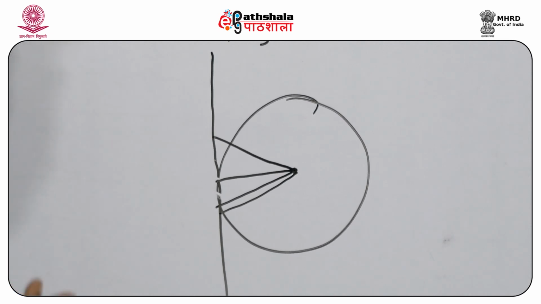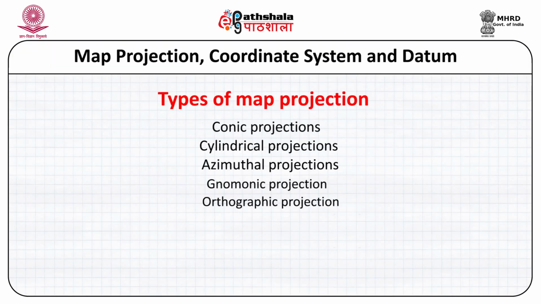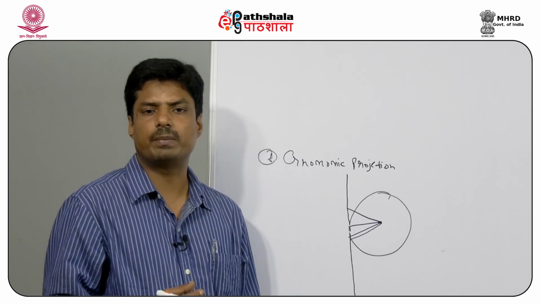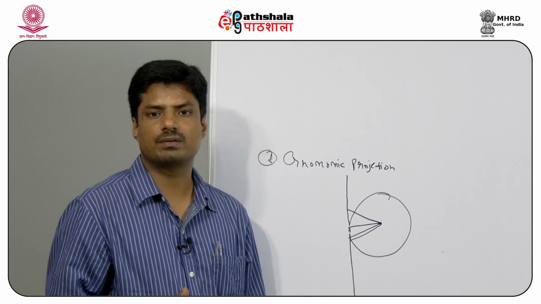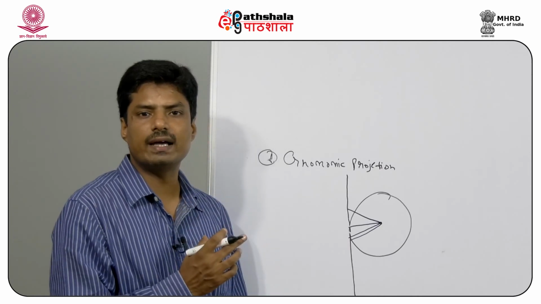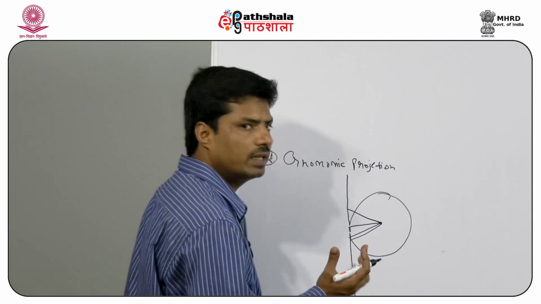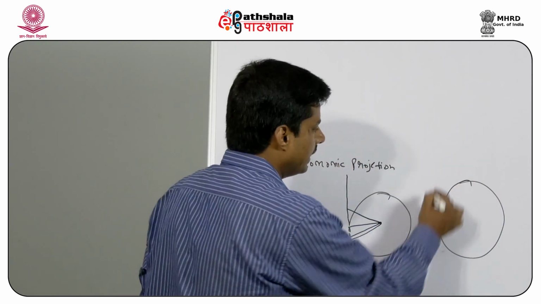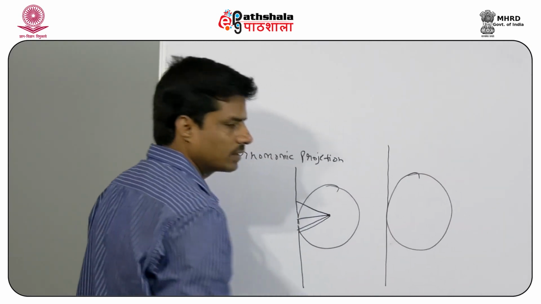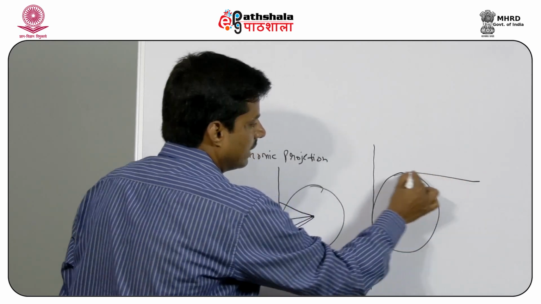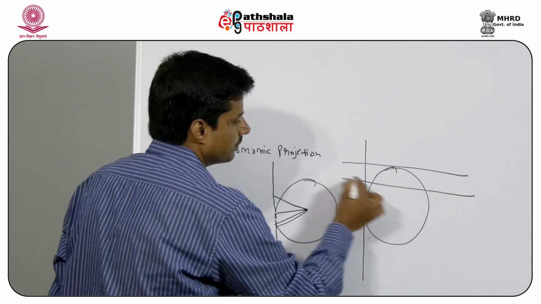The second important projection is orthographic projection. In orthographic projection, light comes onto a plane paper from infinity and the rays are straight. With the help of the diagram, we can explain it in this manner. Here we have the globe and here we have the plane surface touching the globe, and the light is coming from infinity in a straight way.